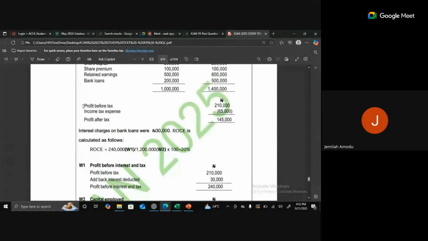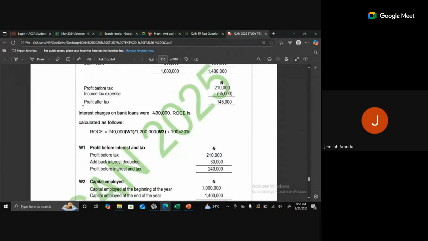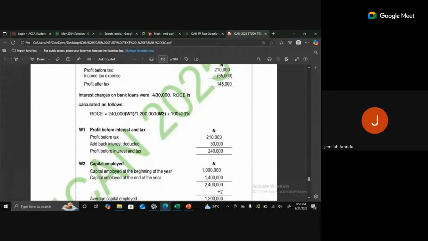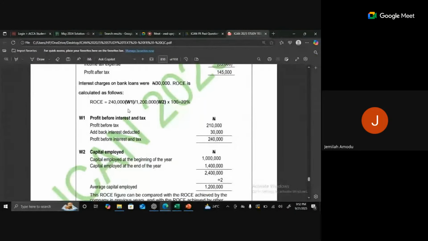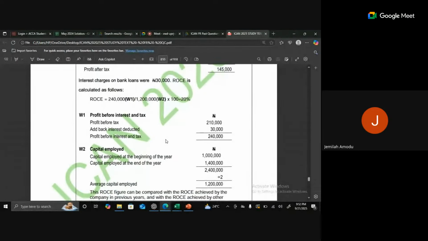right? But if you're giving income statements where your finance cost and your income tax are highlighted very clearly and separately, then you don't have to do this add-back. It's because of the way it was presented. So how your question is presented will determine what you do. So just note that. That's why they had to go back to do this before arriving at the 240 that they use, which is the profit before interest and tax.